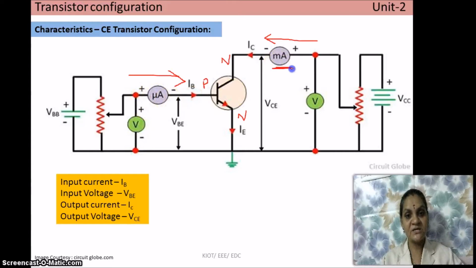One thing you have to make a note of here: the collector current is in milliamps, the base current is in microamps. So we are using a milliammeter for measuring the collector current and a microammeter for measuring the base current. This is because the collector current is approximately equal to the emitter current, and the emitter current will be very high in nature. So for measuring the collector current we are using milliamps. But the base current contributes only about 2% of the total emitter current, so it will be very small. So we are using the microammeter for measuring the base current. So this is the circuit diagram for the common emitter configuration.